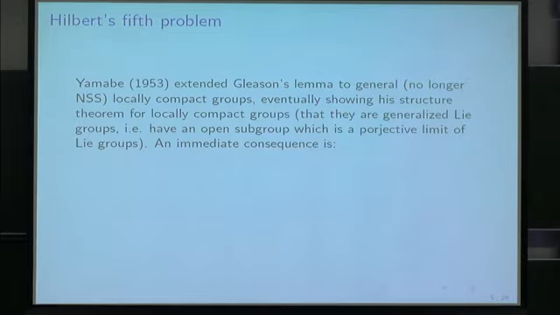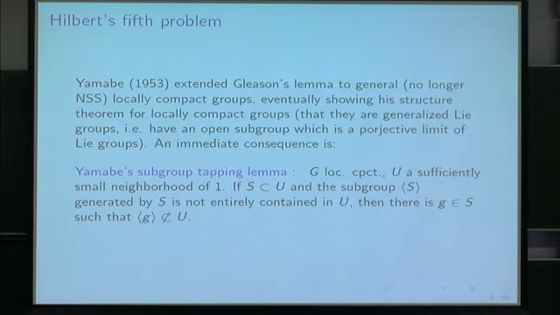All right. So a year later, Yamabe extended Gleason's lemma to general locally compact groups, and eventually showed the structure theorem that every locally compact group has an open subgroup which can be approximated by Lie groups. So you can find a small normal compact subgroup modulo which you become a Lie group. An immediate consequence of Yamabe's lemma is, for example, this lemma, which is also of the same flavor.